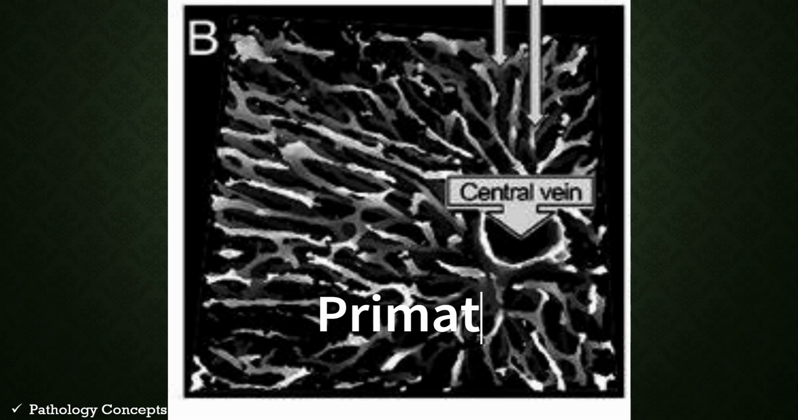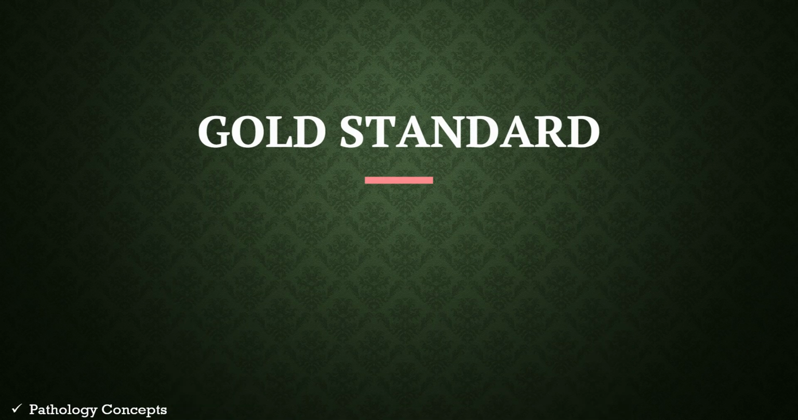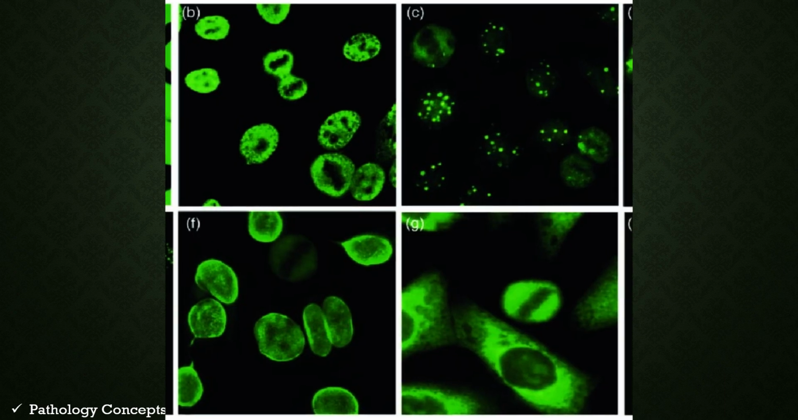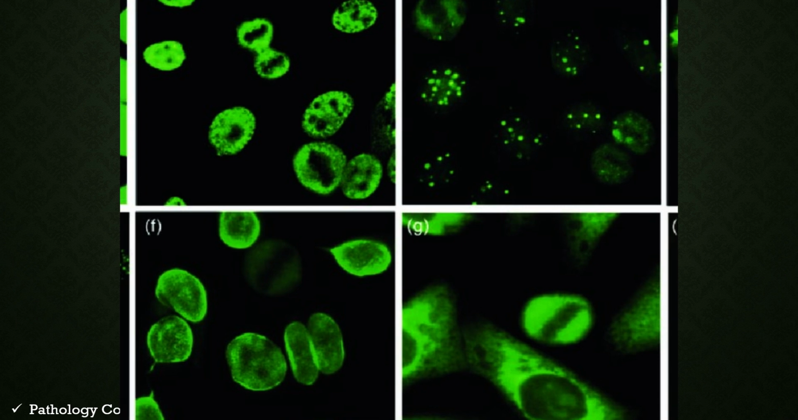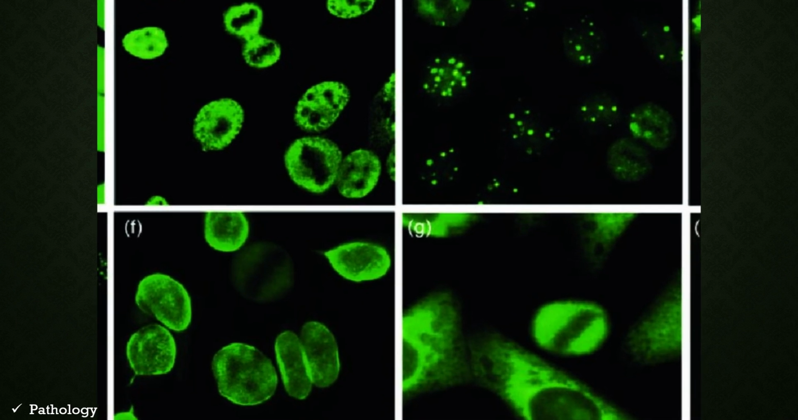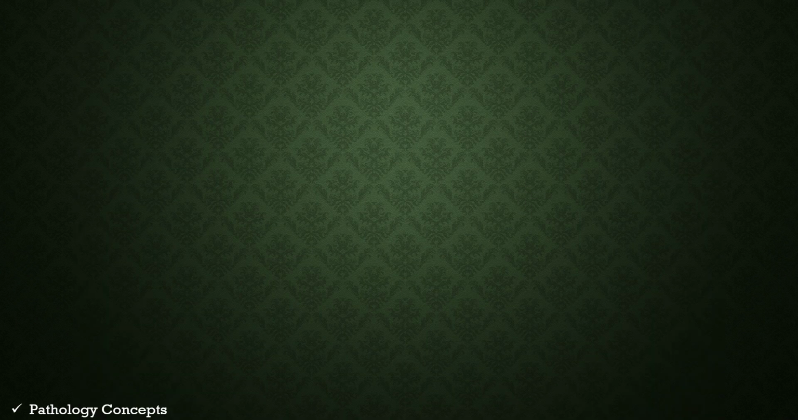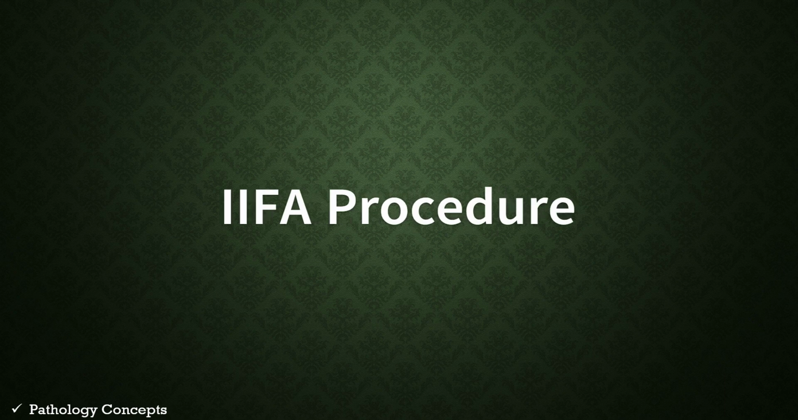Indirect immunofluorescence test using human epithelial cells and primate liver is the gold standard for detection of antinuclear antibodies. Each bound autoantibody produces a typical fluorescence pattern depending upon the location of the autoantigen. Let's see the short video of the procedure.